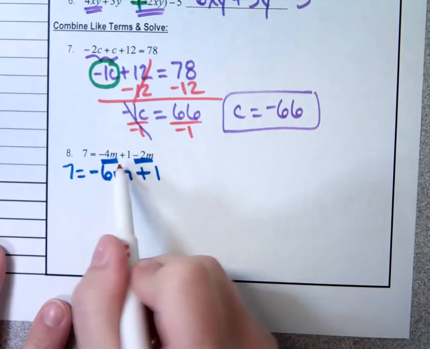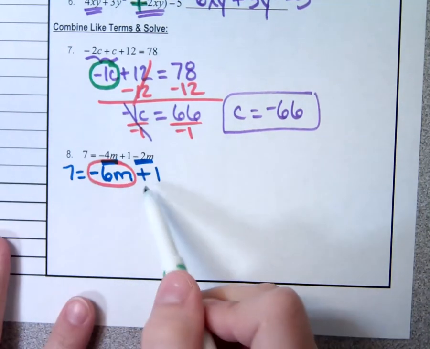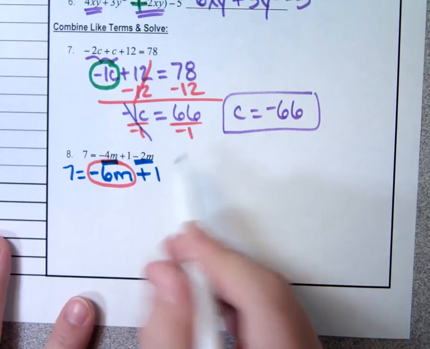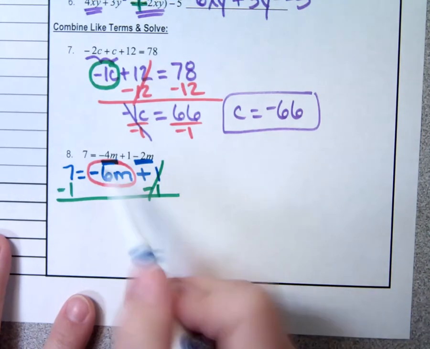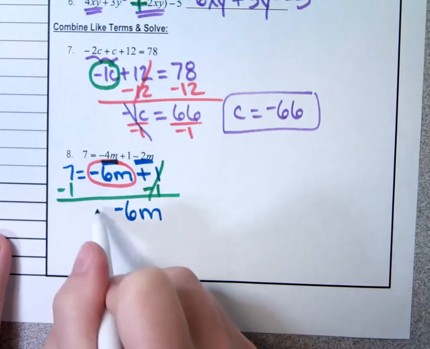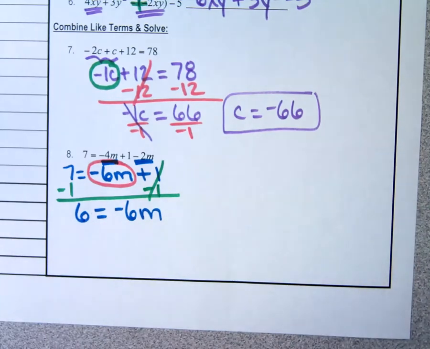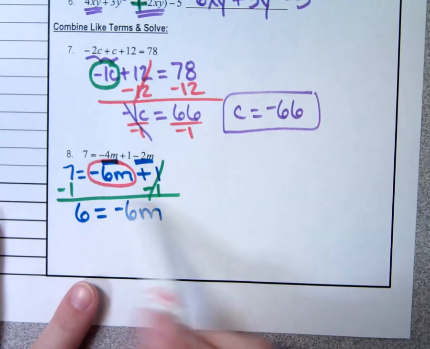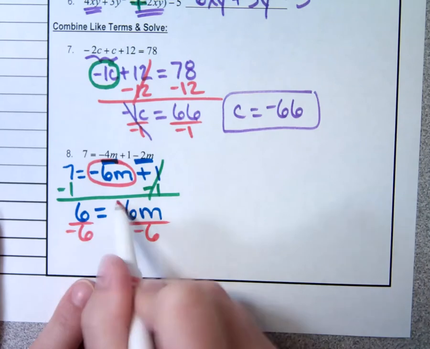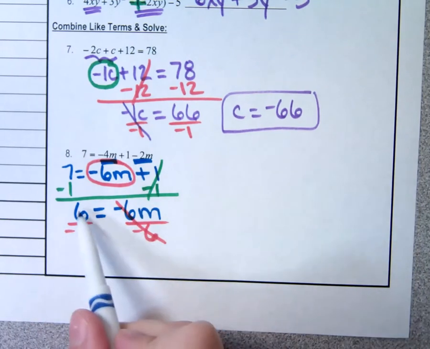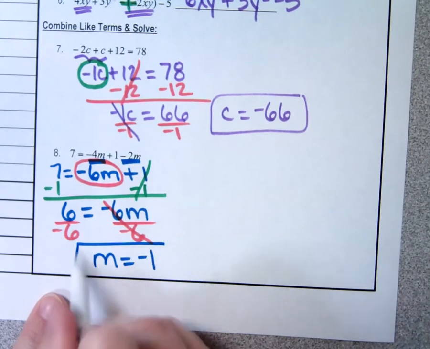Okay, now that I only have one m, I'm going to circle everything smushed with it. Whatever's outside the circle, I'm going to add or subtract. So to move the plus 1, I'm going to subtract 1 from both sides. My negative 6m is going to drop down. The equals is going to drop down. And 7 minus 1 makes 6. To undo multiplication, I divide. So I divide both sides by negative 6. And how much is 6 divided by negative 6? A negative 1. And there's my answer for m.